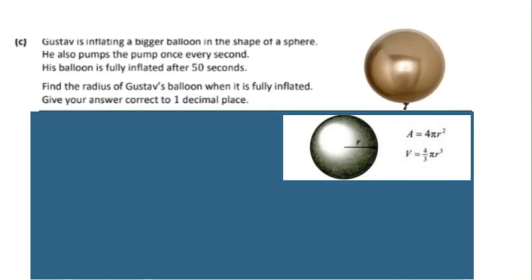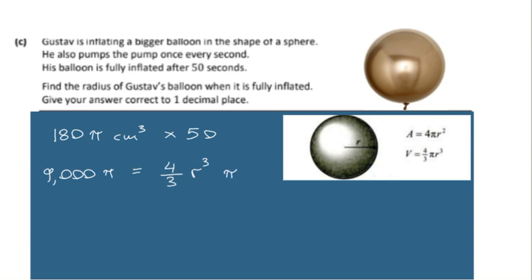Right, so finally now we are on to part C, where Gustav will pump up a new balloon for 50 seconds. Each pump is going to be 180 pi centimeters cubed, multiplied by 50. Let's work that out. That's going to give 9,000 pi centimeters cubed. And that's also equal to the formula 4 over 3 pi r cubed.